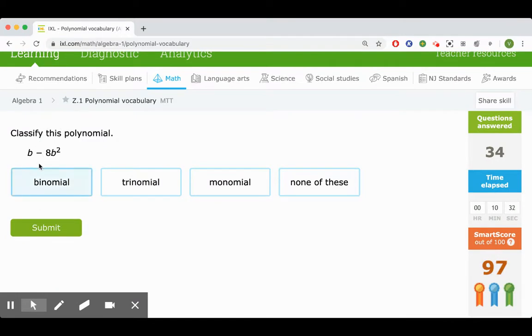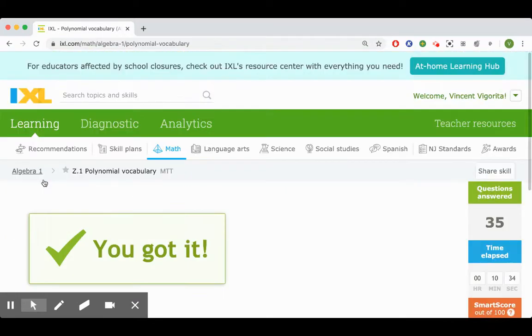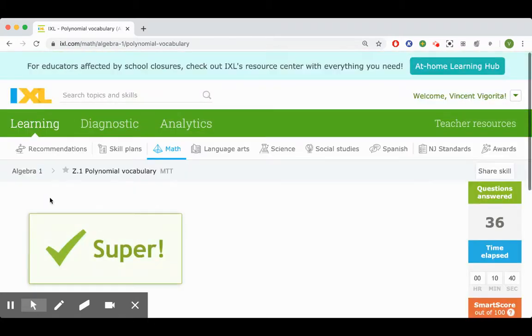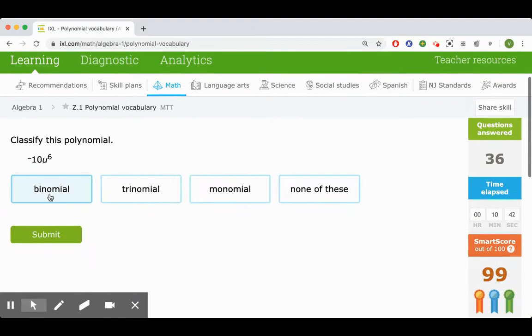Okay, binomial, it's 2 terms. Okay. Linear, is it linear? Well, the degree is 1, so yes. Okay. Binomial, well, that's only 1 term, so no. Trinomial, it's only 1 term, so no. Monomial, it is 1 term, so it's monomial.